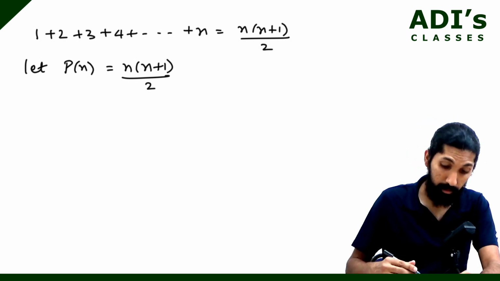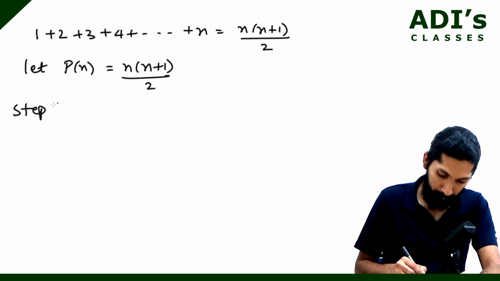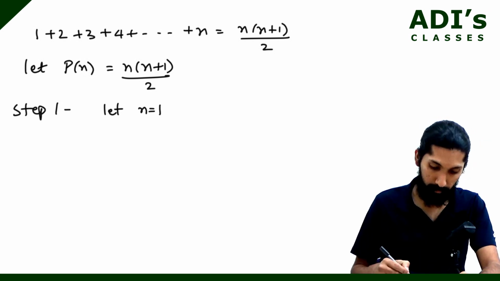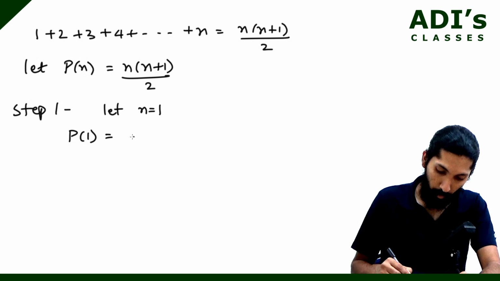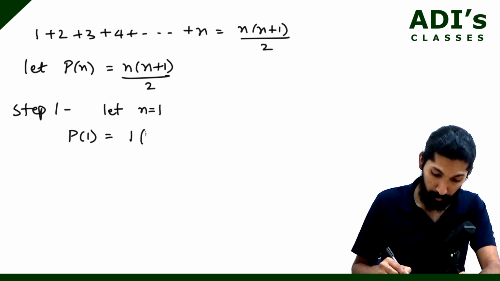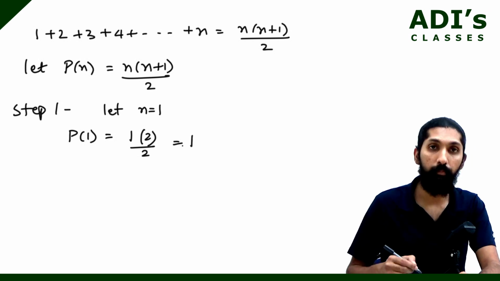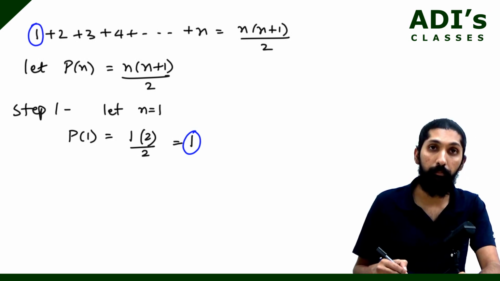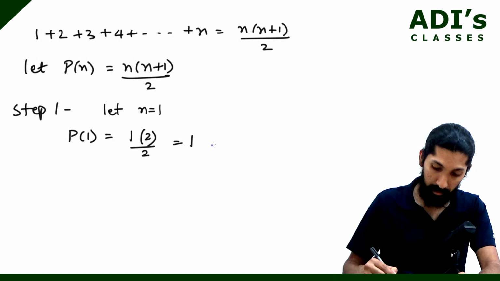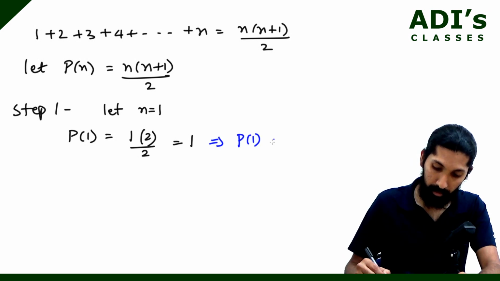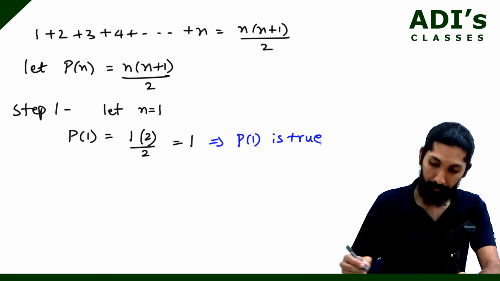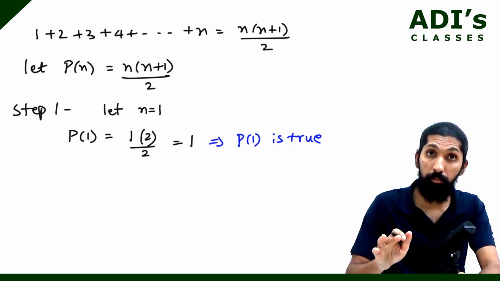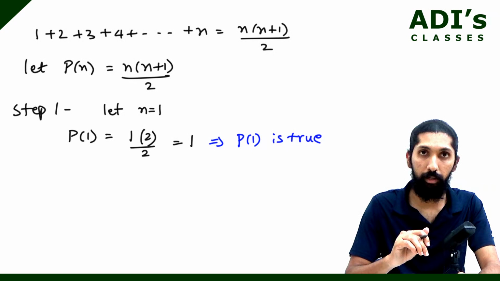First step is what? Step 1: let n be equal to 1. So p of 1 is equal to 1 into 1 plus 1, which is 2, by 2, which is equal to 1. What I want you to notice is that the first number, they are one and the same. So this implies p of 1 is true. Remember, presentation in this particular chapter is extremely important. It's very, very important.